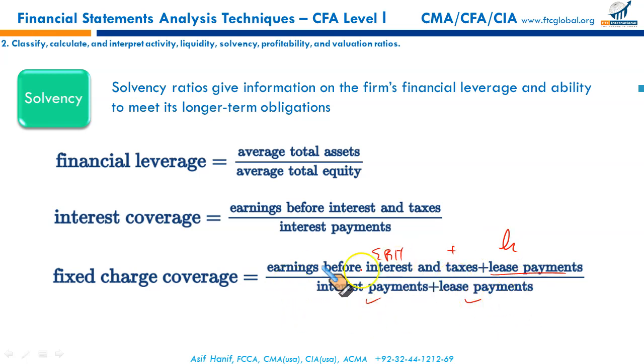So this will show you how many times you can pay your interest payments and lease payments out of the available profit before the lease payments. Something similar, but they have incorporated lease payments in the numerator and the denominator as well.